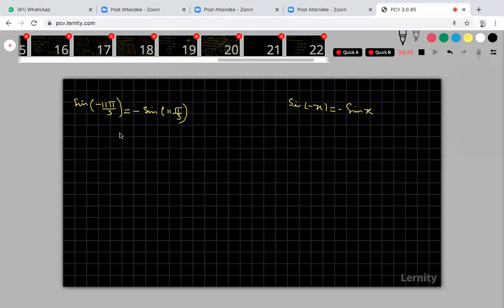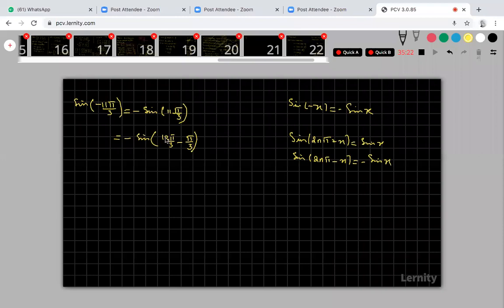Okay, so therefore this can be written as minus sine of, this 11 pi by 3 can be written as 12 pi by 3 minus pi by 3. Why sir you are writing like this? Because I have a formula for 2n pi plus x, that is sine x. And this is sine of 2n pi minus x, so this is minus sine x. I have a formula for like this only.